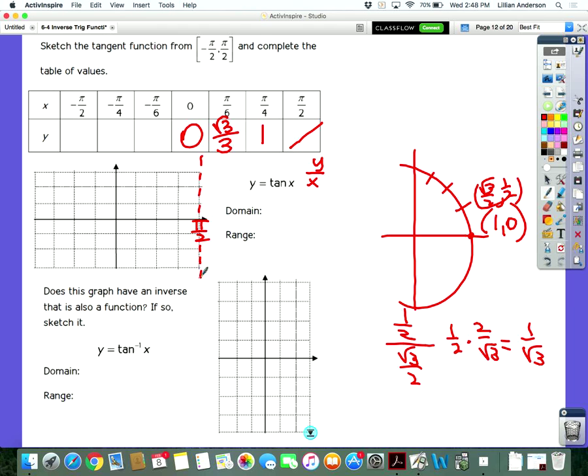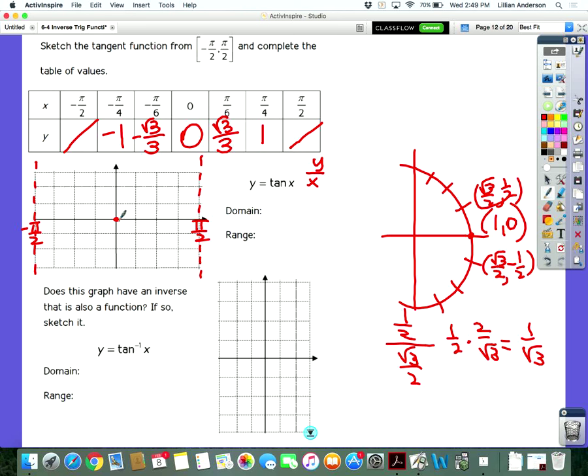Let's go the other direction. Let's hit these up. Okay, what's this ordered pair right here? Root 3 over 2, negative 1/2. So if I do y over x, I'm going to get the same value except it's negative. What is the tangent of negative pi over 4? Negative 1. And then negative pi over 2? Undefined. So I have vertical asymptotes.